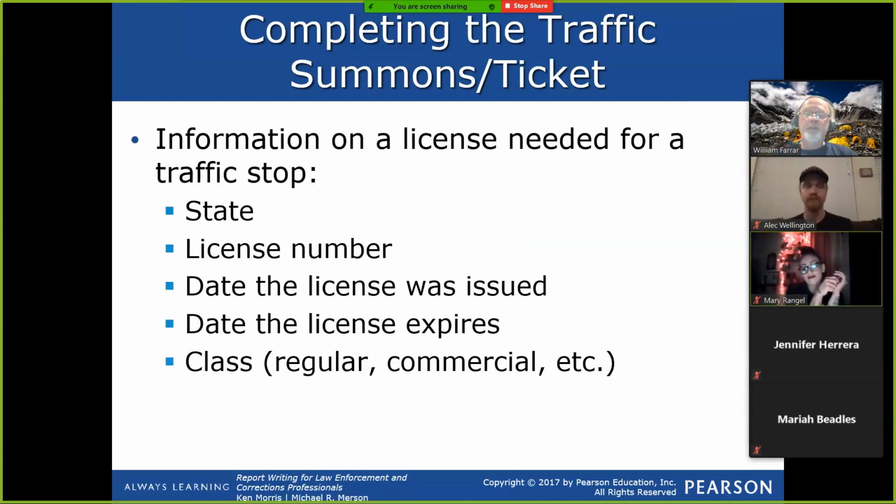But typically, again, the state, license number, date the license was issued, the date the license expires. Most officers that I know never look for the expiration date. I don't know why. But the person could have an expired license. It's not that big of a deal, but you may want to inform them.